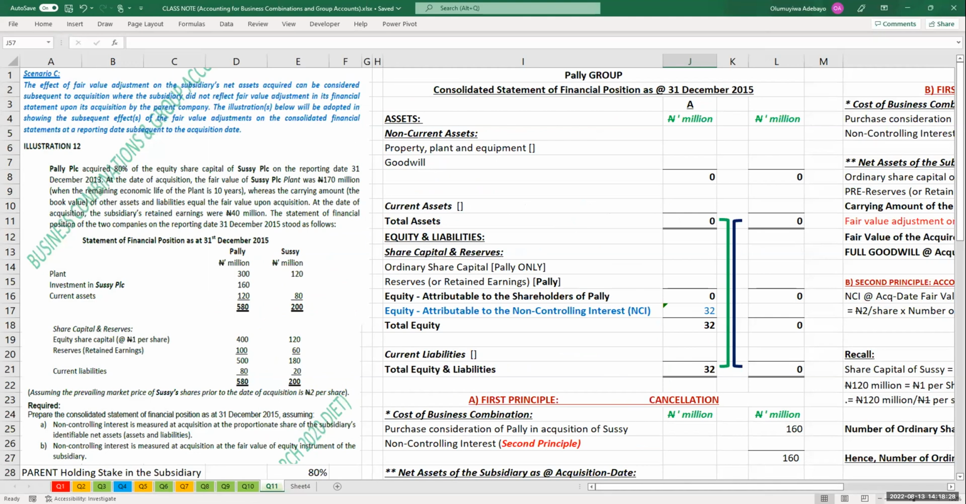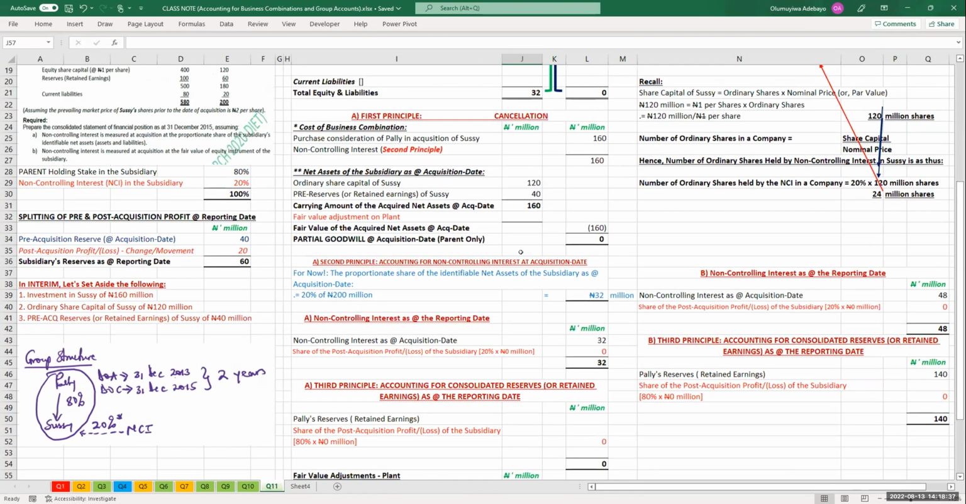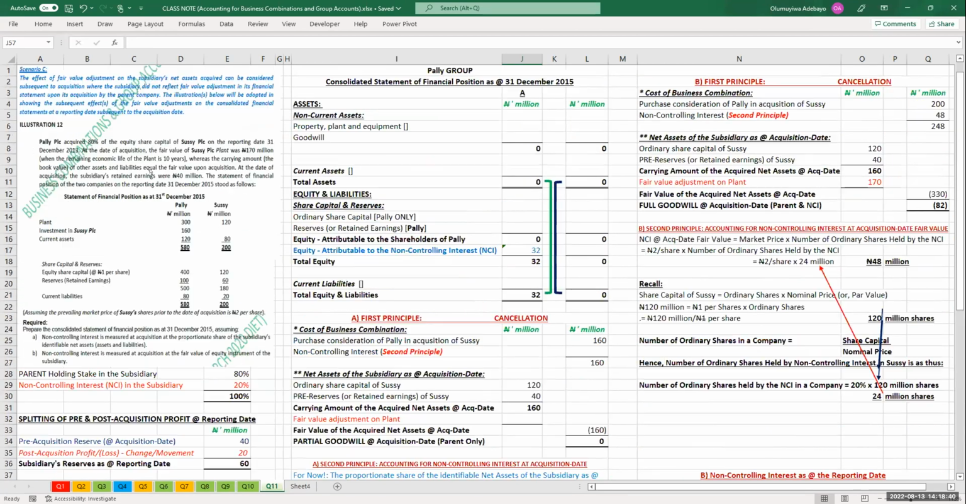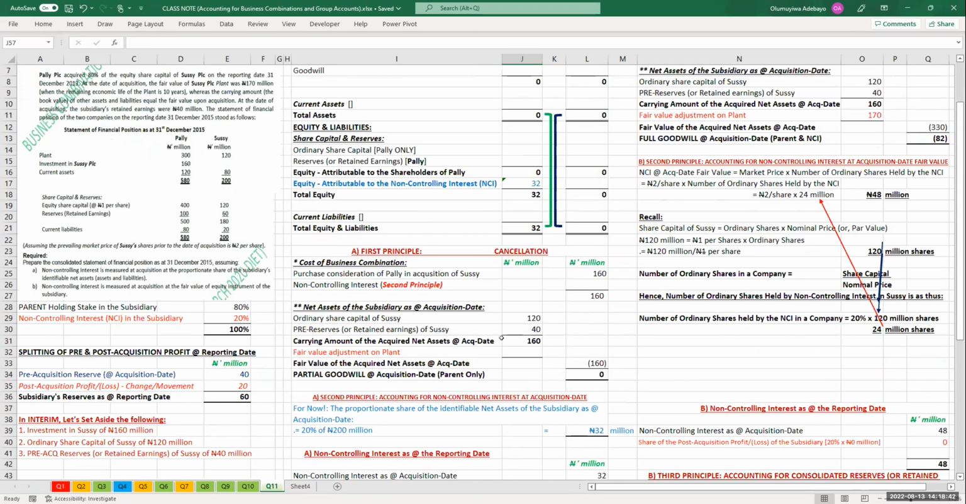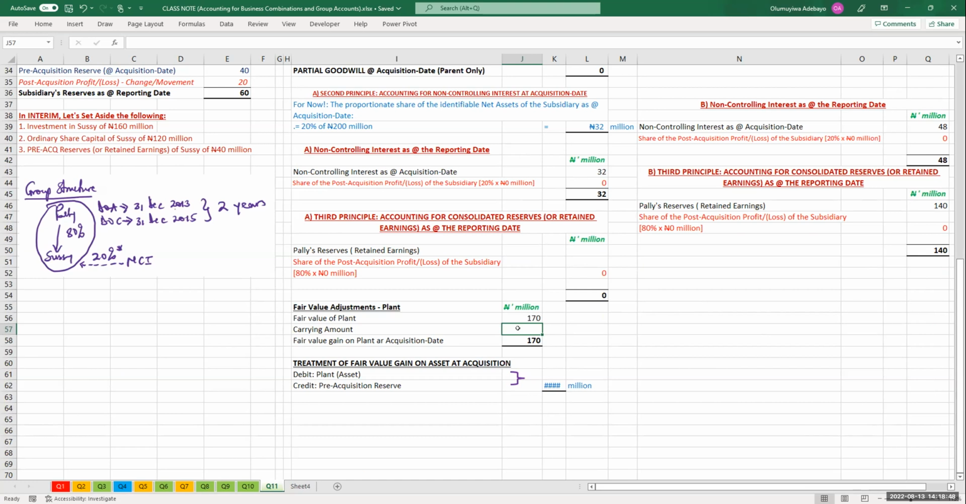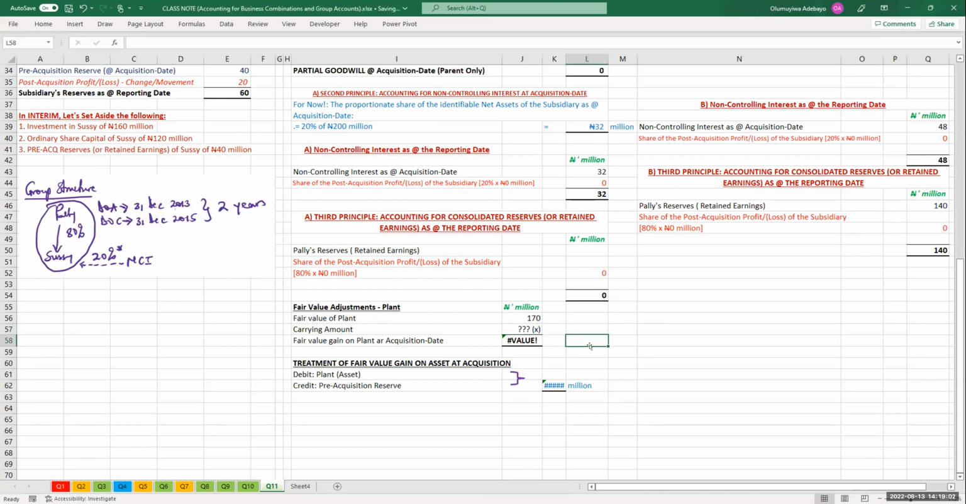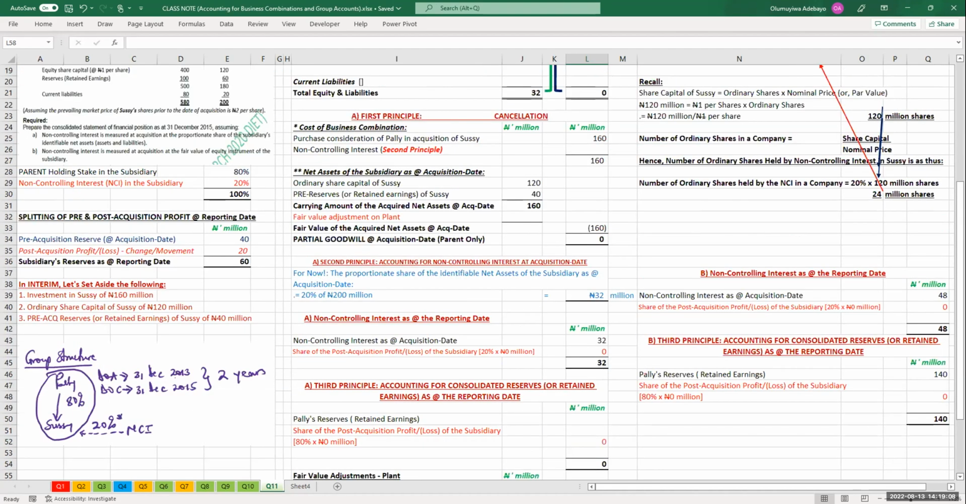Now the question then is, since we don't know what the carrying amount is, it becomes X, and we need to find X. Therefore, what is X? There are many ways of finding X, and I'm going to do it this way. I'll go back to my notes.